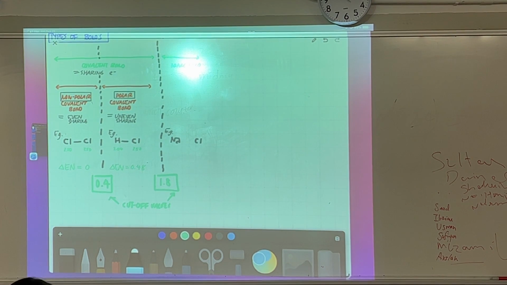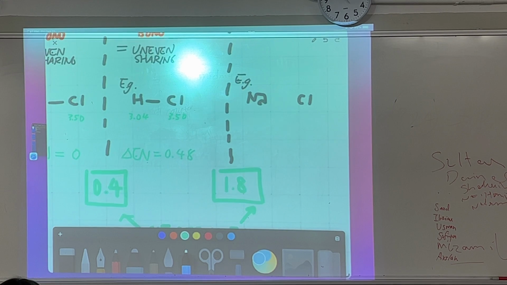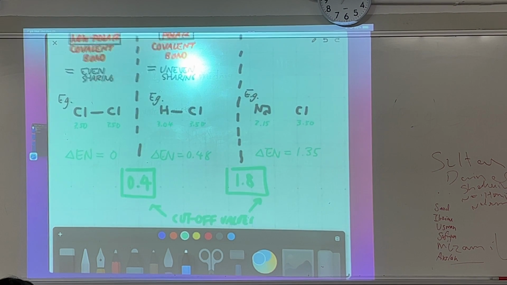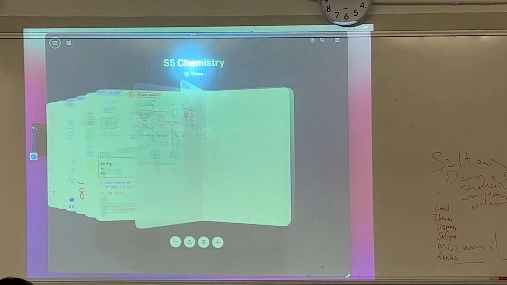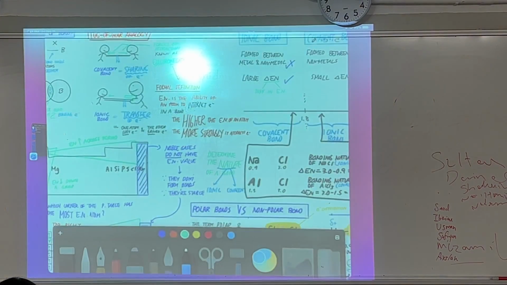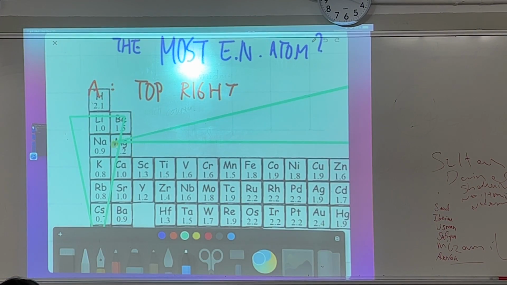And finally, what about the NaCl example? So look up Na from here, 2.15. When you subtract 2.15 from 3.5, what do you get? 1.35. Oh, I think there is a mistake in here with the value for Na. Maybe I picked the wrong table. Sorry, it should be 0.9 here.